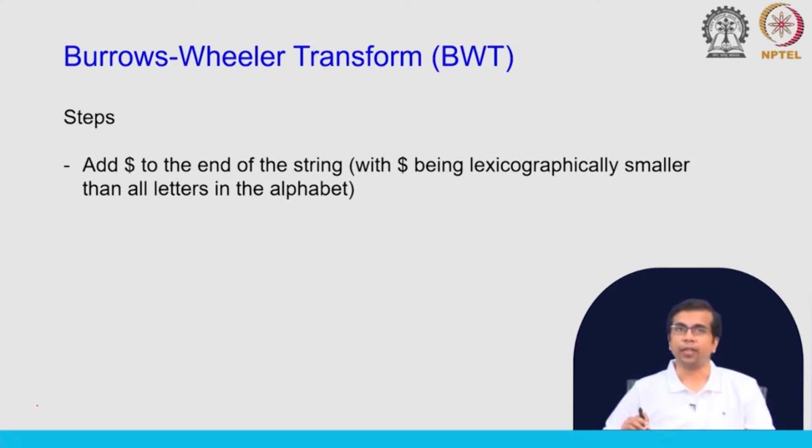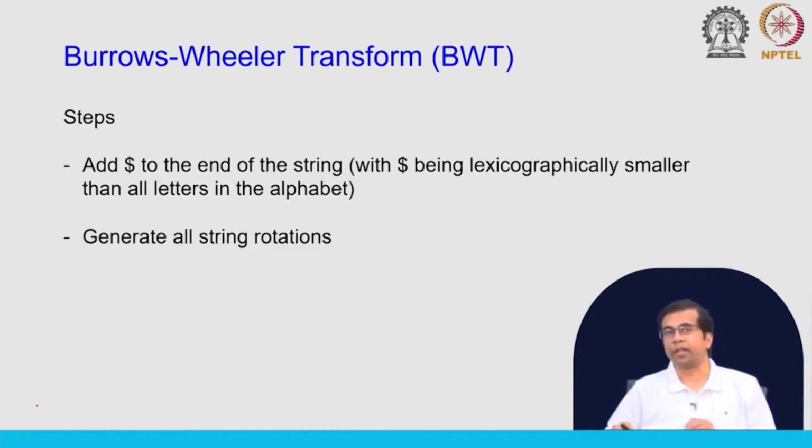The first step is to add a dollar sign to the end of the string. So, if you are taking a reference genome or reference sequence, we add this dollar to the end. The assumption is that dollar is lexicographically smaller than all letters of the alphabet, especially if you have A, T, G, C, and so on. So, when you do sorting, dollar will come first. It hints that there would probably be a sorting step later on.